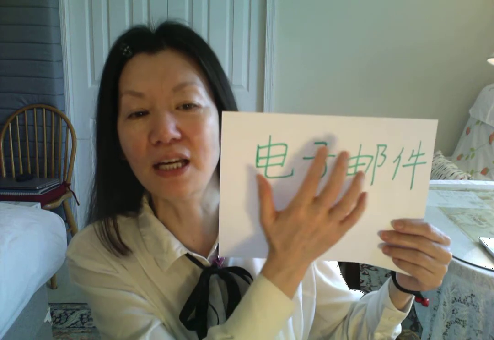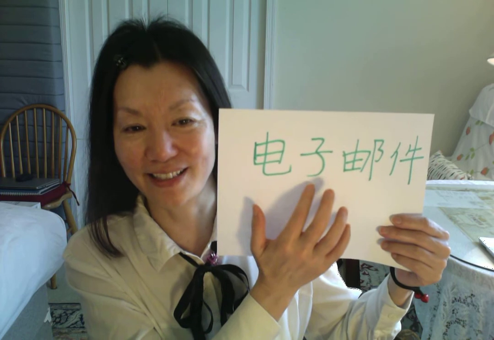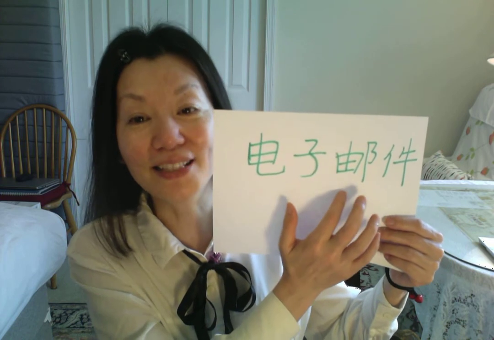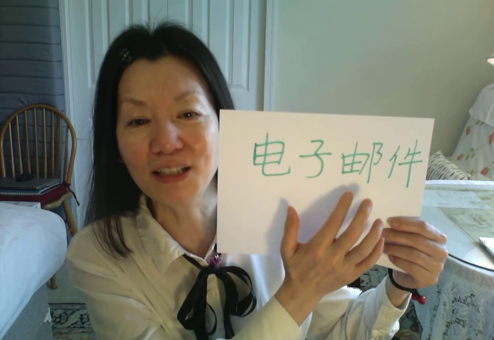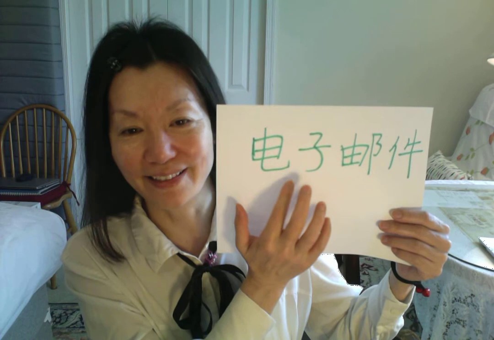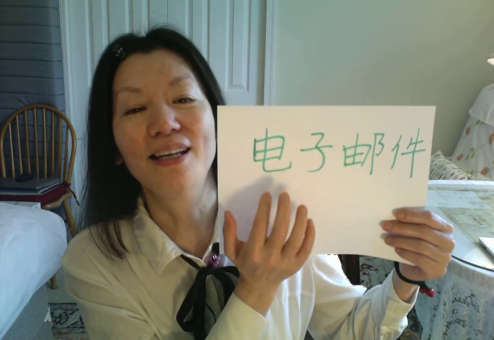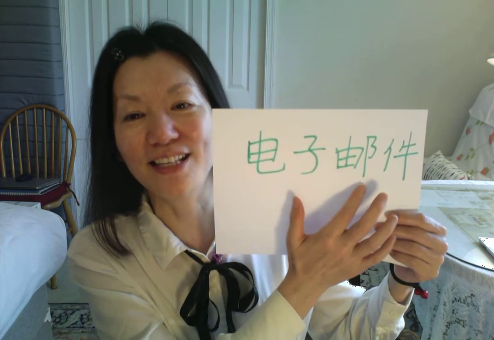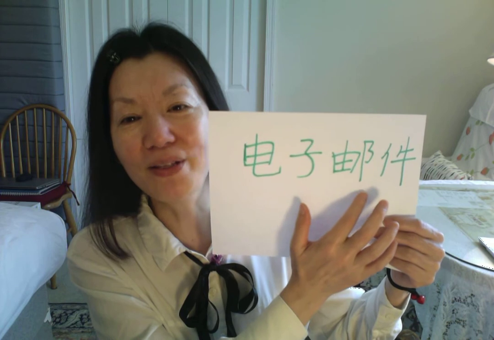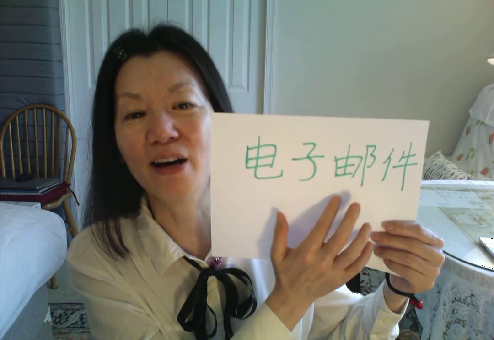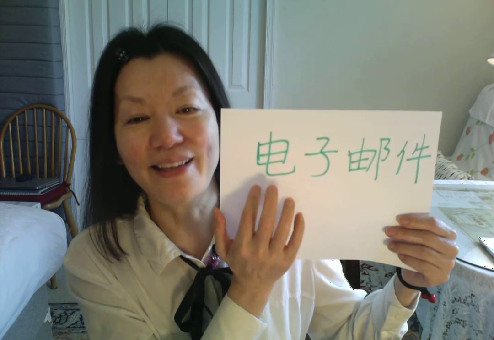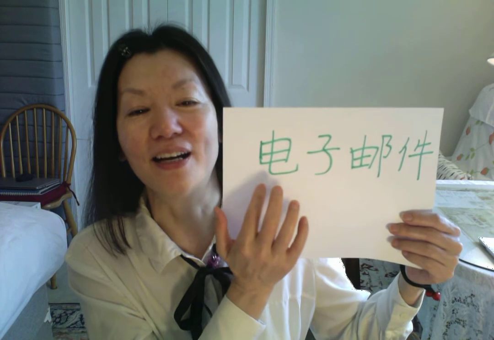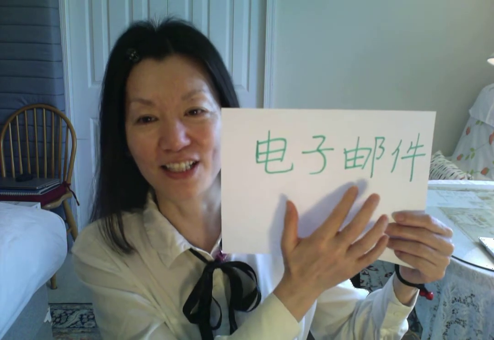Okay, the full name for email is 电子邮件. You can say 邮件, a very common short name. Or you can say 电子邮件, which one? 电子邮件 is email, the full name. 邮件 is informal, but it can still mean mail. Okay, 电子邮件. Now I want you to see the pinyin, so you can make sure you pronounce it right.